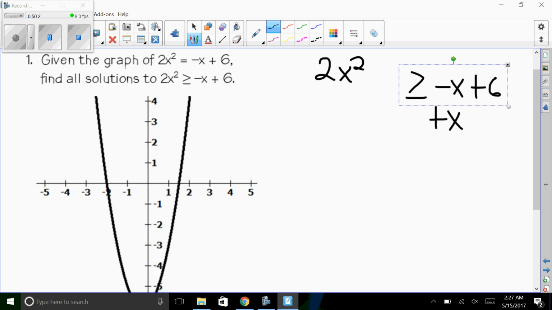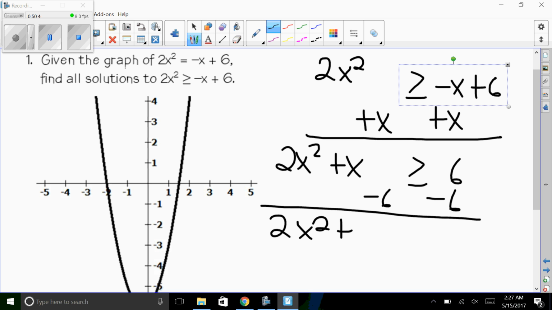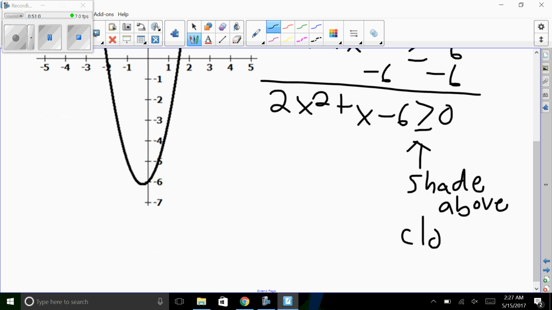I'm going to add x to both sides, and subtract the 6. Alright. So, and again, this gives us the information that we're going to shade above. And because it's an equal to sign, we're going to have closed circles.